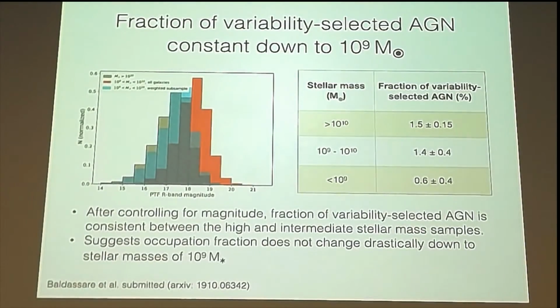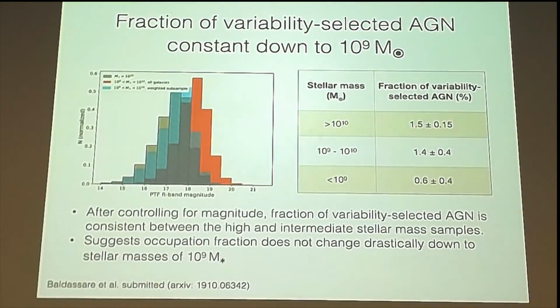red histogram that matched the magnitude distribution of the higher mass galaxies, and then measured the variable AGN fraction in those subsamples, so that we were comparing apples to apples, comparing the fraction of variable AGN between high and low mass galaxies, matching the magnitude distributions. And so after controlling for magnitude, I find that the fraction of variability selected AGN is constant down to galaxy stellar masses of about 10 to the 9 solar masses.